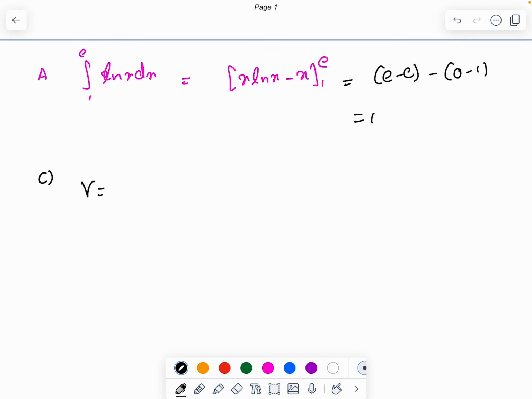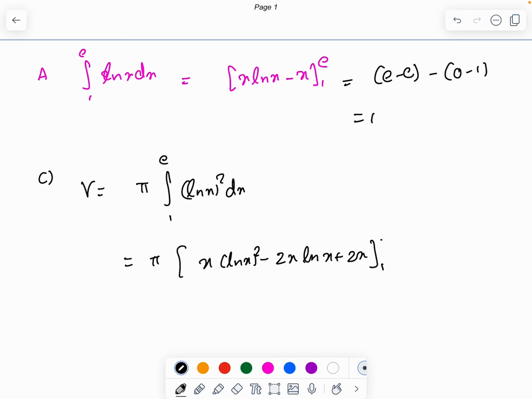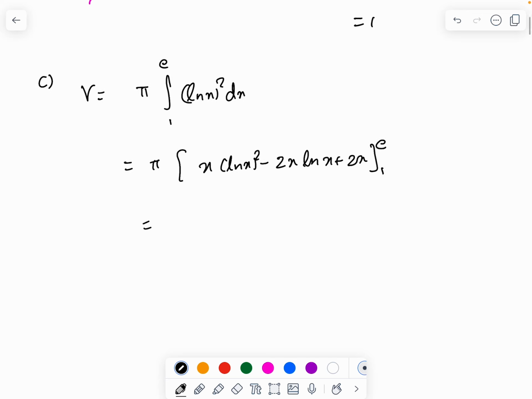For part C, volume, pi integral 1 to e ln x whole square dx. That value we have just found as x ln x whole square minus 2x ln x plus 2x from 1 to e. Now when I plug in the values, e minus 2e plus 2e minus 0 minus 0 plus 2, and whole times pi. The answer is e minus 2 pi.